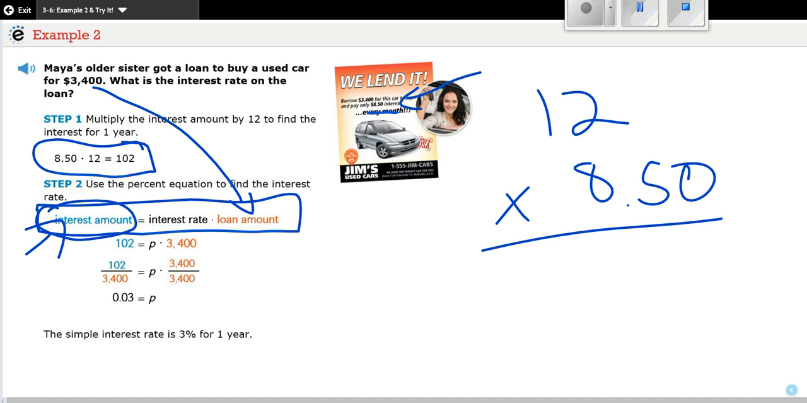From there, it's just figuring it out, right? Since your part is your interest amount, you can plug in the percentage and loan amount, and then you start solving. So you see them getting rid of that 3,400 on one side, which means you have to do it on the other side. So 102 divided by 3,400. And so you get this decimal, but then remember that this idea of percent is divided by 100. So we're going to have to multiply our decimal by 100 to get this 3% interest rate.